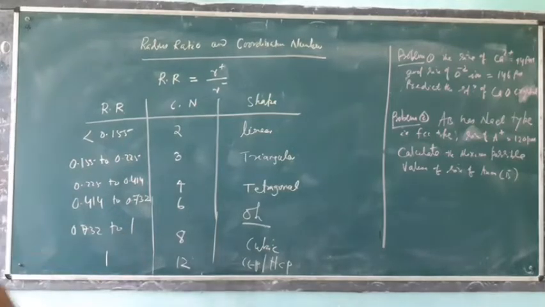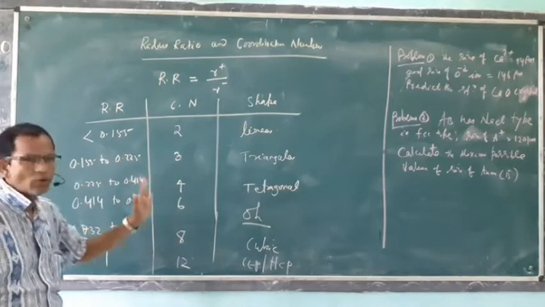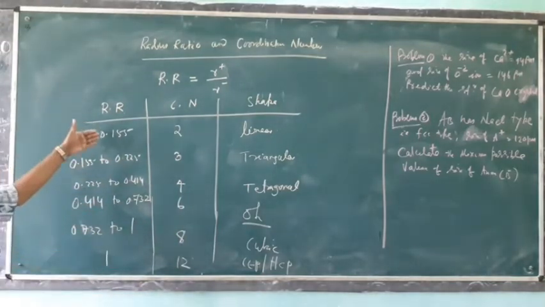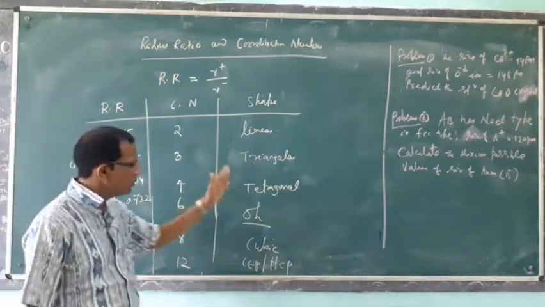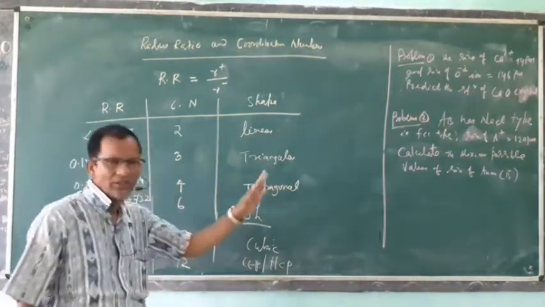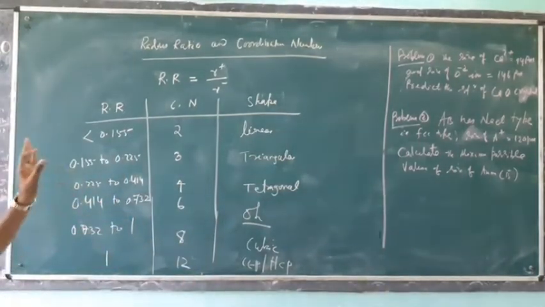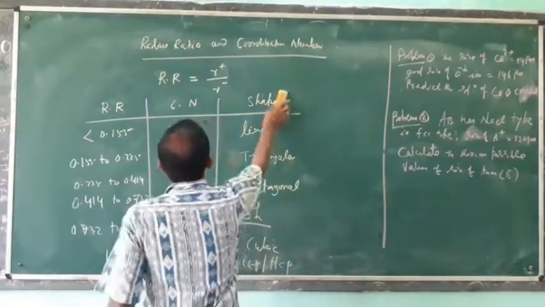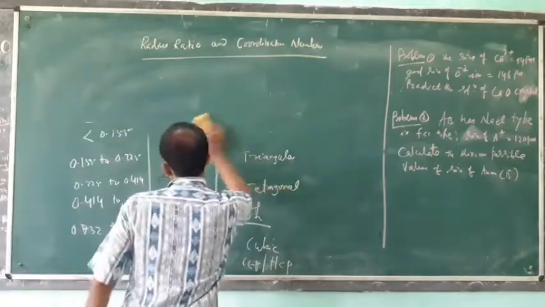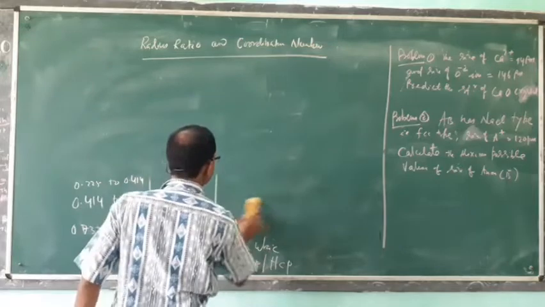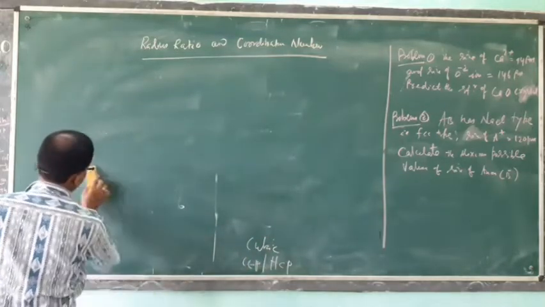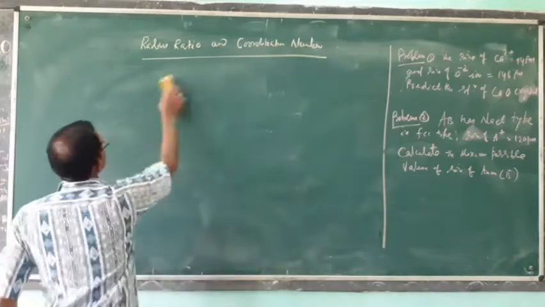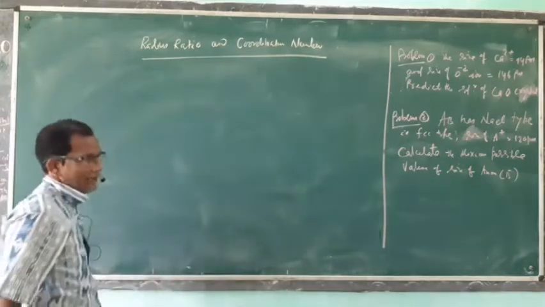Just observe the table. It is observed that on increasing the radius ratio, the coordination number is also increasing, and the shape is also changing. So there is a relation between the radius ratio, coordination number and shape of the crystal. The radius ratio can be determined by knowing the size of the cation and anion.